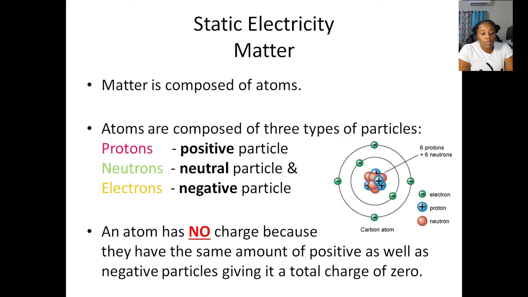Right, if you look at this picture, you realize that the protons and the neutrons are trapped in something called the nucleus. So those particles are encased, right? And then you have the electrons, which are free to roam and move about.